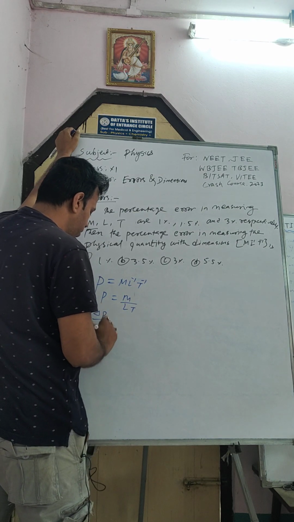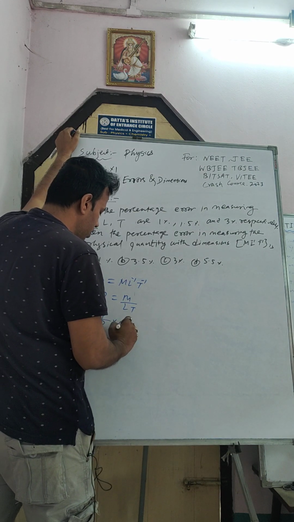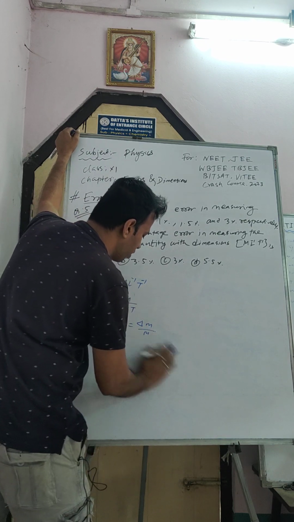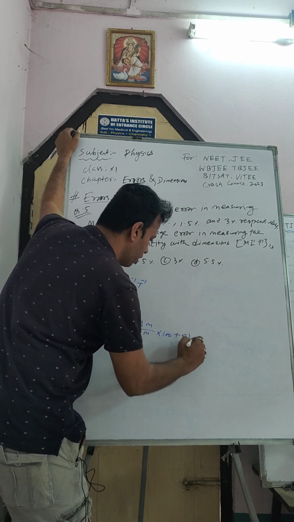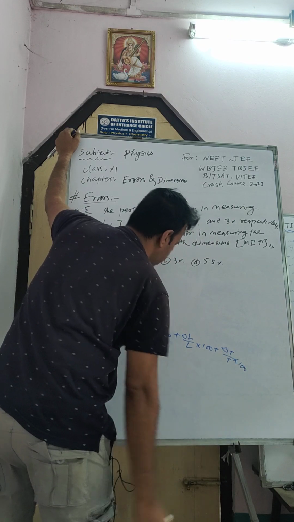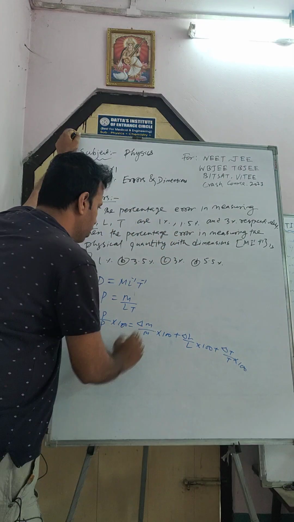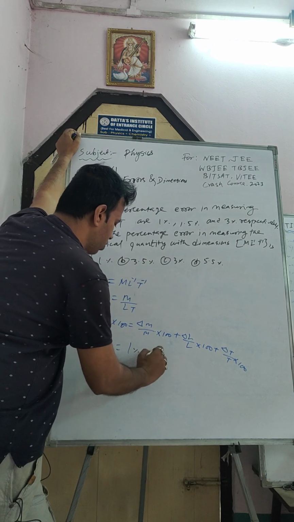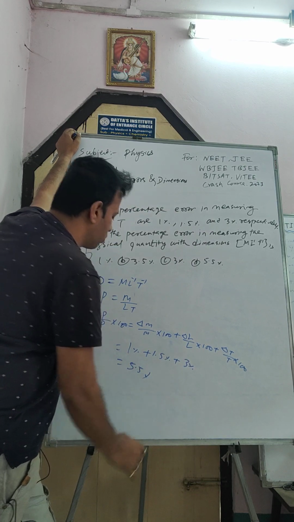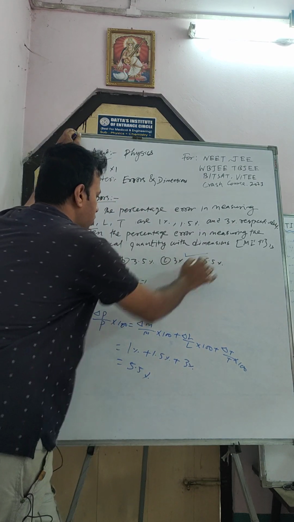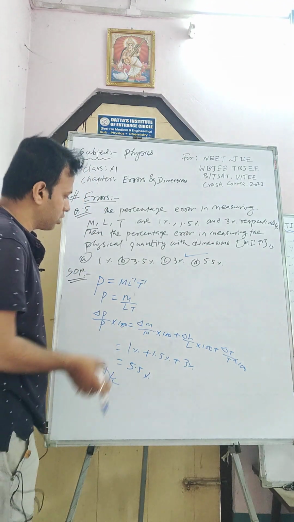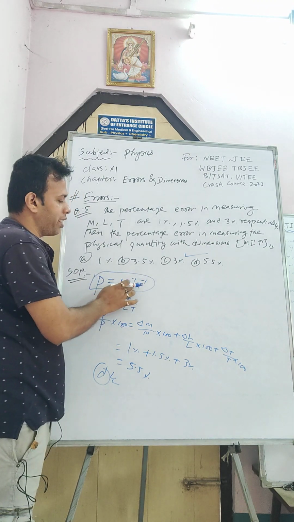So del P by P into 100 is equal to del M by M into 100 plus del L by L into 100 plus del T by T into 100. Now if you put in the values, this one is 1%, this one is 1.5%, and this one is 3%, it will become 5.5%. So which option is correct? Option D is the correct answer here. Got my point? So first I consider the physical quantity P as M, L minus 1, T minus 1.